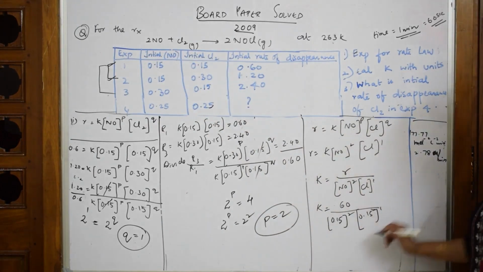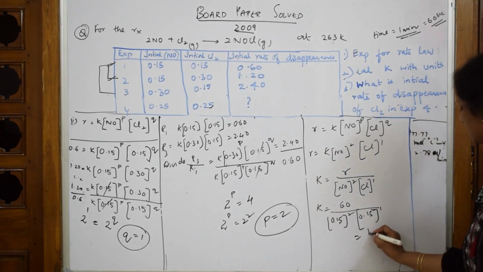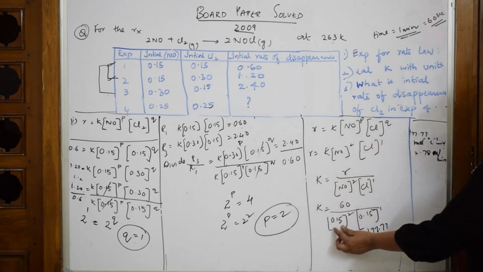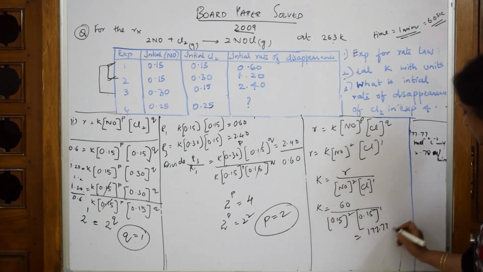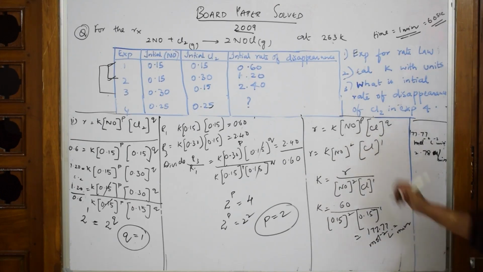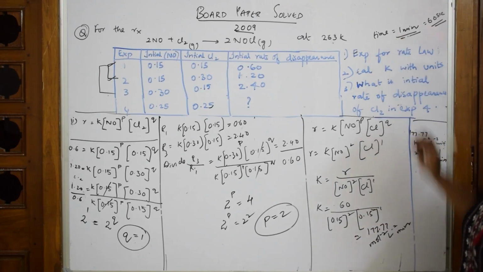When I solve this, I get an answer of 177.77, right? So now this is your mole per liter. Write the unit, combine both, you get a new answer of mole inverse 2, liter inverse 2, minute. They've given this because already minute, then I've written minute. Done. Now I've got the rate constant.